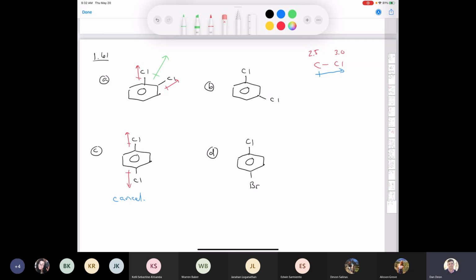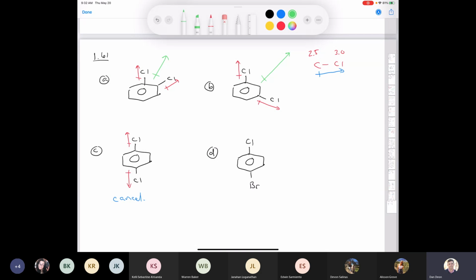Okay, for the same reason, B is a polar compound, right? We have a dipole going this way and a dipole going that way. If you tally up those dipoles, you're going to get a resultant dipole like this.